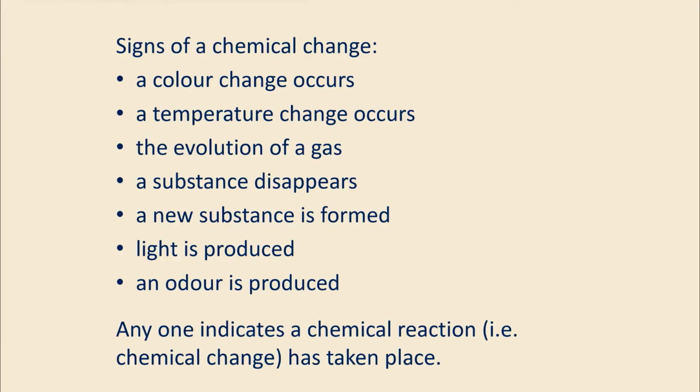Now, there are certain signs to look for that tell you a chemical change or chemical reaction has actually taken place. These include things like a color change or a temperature change. Maybe light is produced. Maybe a gas is formed, so the evolution of a gas. As we've already mentioned, one substance disappears, a new substance is formed, and odor could be produced. So any one of these indicates that a chemical reaction, i.e. a chemical change, has actually taken place.